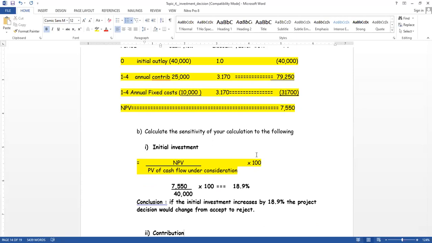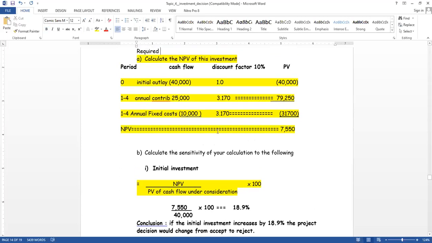Yes. So I was saying, if the other variables, like annual contribution, have remained at 25, and annual fixed costs have also remained at 10, and our initial investment increases by 18.9, you find that your project requires an increase in the initial investment by 18.9. So that means that your decision will change. Now, let's do it and we'll see. Assuming we increase this 40,000 by 18.9%.